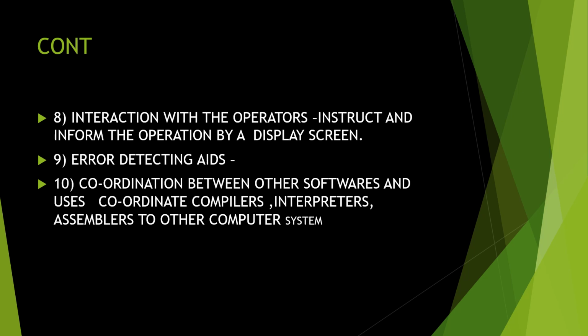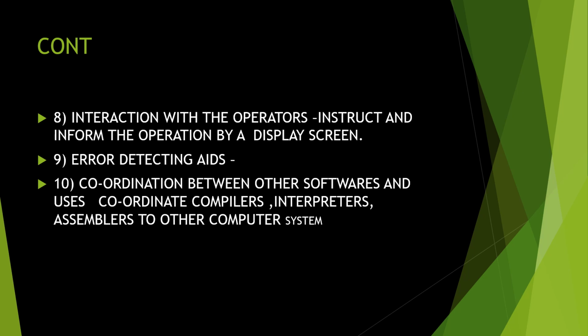Next is error detecting aids. When you type something in English, usually we write in English. So when we write in English, if there is any kind of mistake in it, we can see some underlines coming up, and when we check it, we know what the mistake is. So that error detection also helps in the case of the program system.